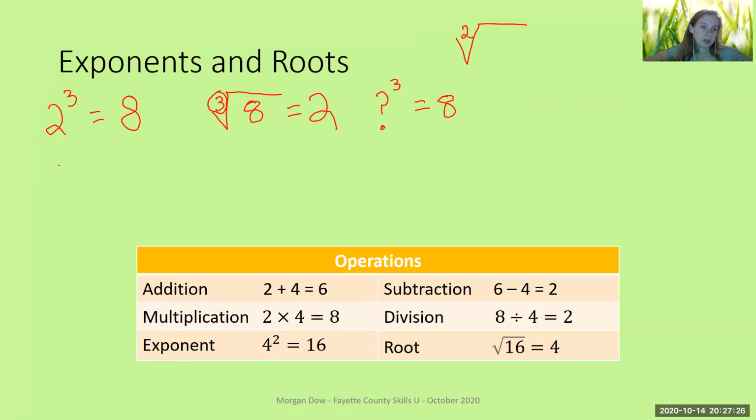Let's try another one. So what about 5 cubed? Well, that means 5 times 5 times 5. 5 times 5 is 25, times 5 would be 125. So the cube root of 125 would be 5.